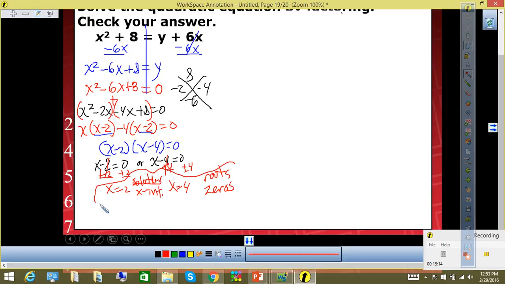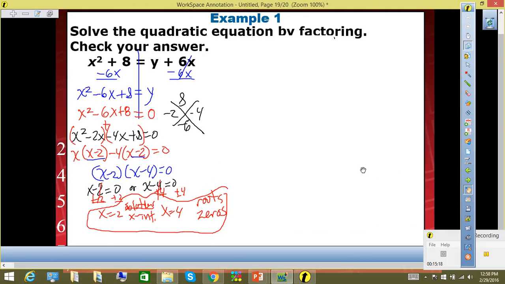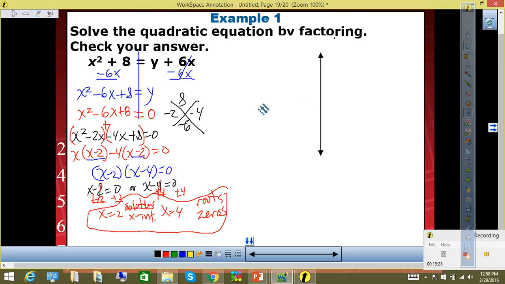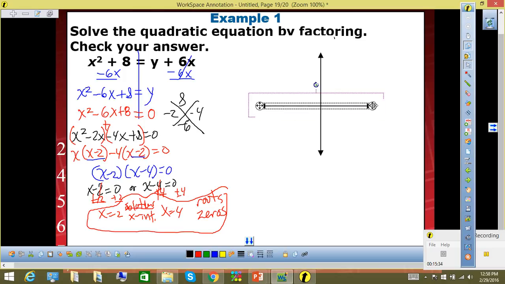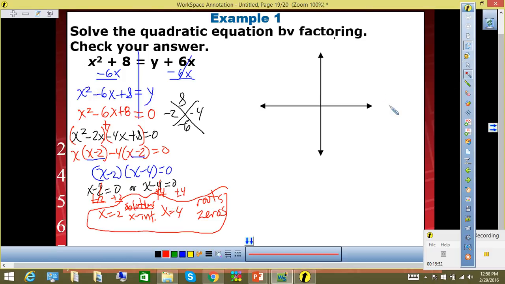All right, so now that we have our solutions, check this out. Now we're going to graph. Look up, please. So to graph, I create my little coordinate plane. And like Sergio said, how can we find our y-intercept? Remember the cover-up method? We cover up the y. And we find our x-intercepts, right? So now we cover up what? The x. And what do you see? 8. So my y-intercept is 8.